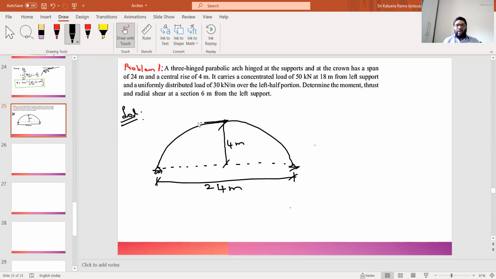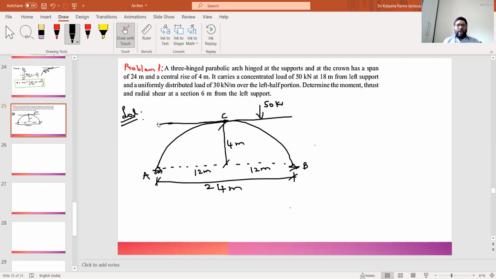So now it is subjected to some load. Let us see what all it is subjected to. For the overall 24 meter span, you see what is given: a 50 kilonewton load at 18 meters from the left support. So this is 12 meters, this is 12 meters. So 12 plus 6. From the left support, this is A, this is B, and this is C. So 18 meters from the left support will be here somewhere. How much is it? 50 kilonewton.